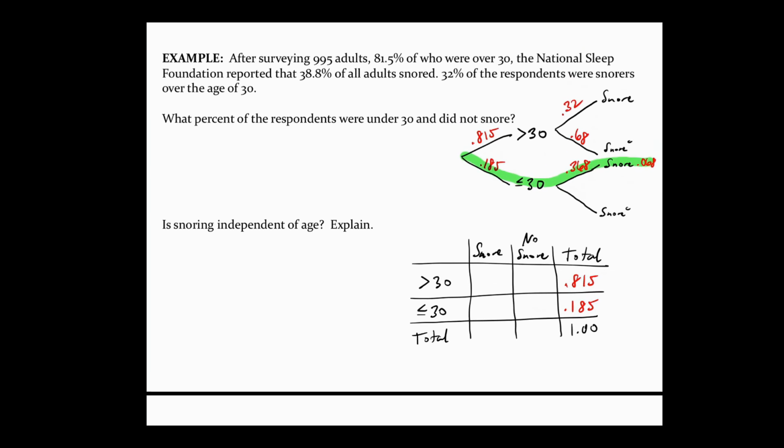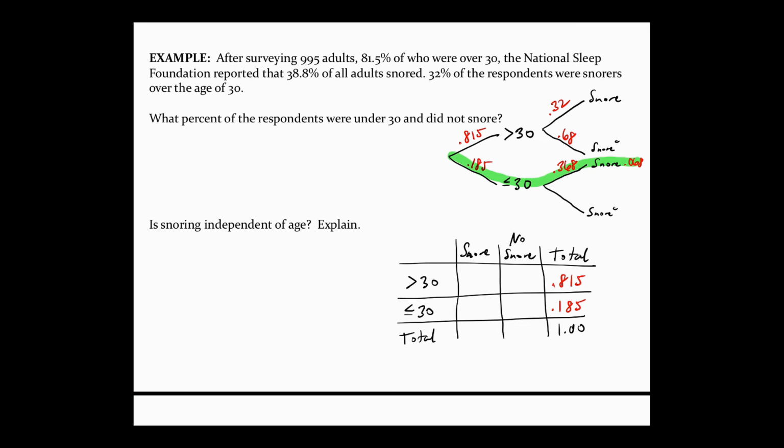Next piece of information, 38.8% of all adults snored. So that means 0.388 has to go down here, right? Yes. That makes sense to me. 32% of the respondents were snorers over the age of 30. So that means 0.32 has to go in there, right?